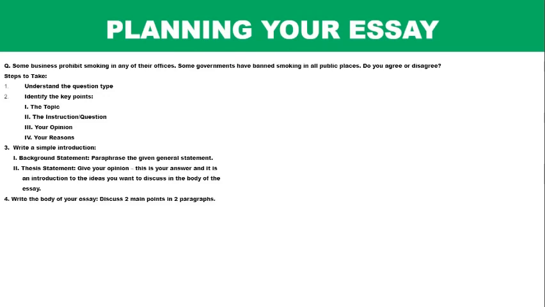Now, step number 4, write the body of your essay. In this case, you can choose to discuss two main points in 2 paragraphs. And this should be basically the two main reasons why you agree or disagree. You know, when you state your opinion with evidence, and the evidence will be the reasons why you agree or disagree. Okay, so that is basically what that is.